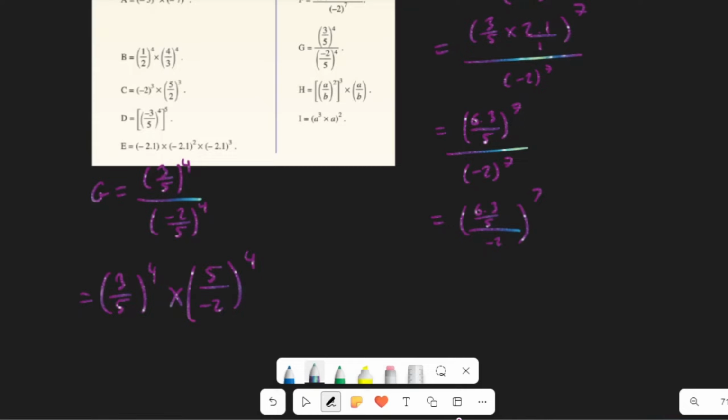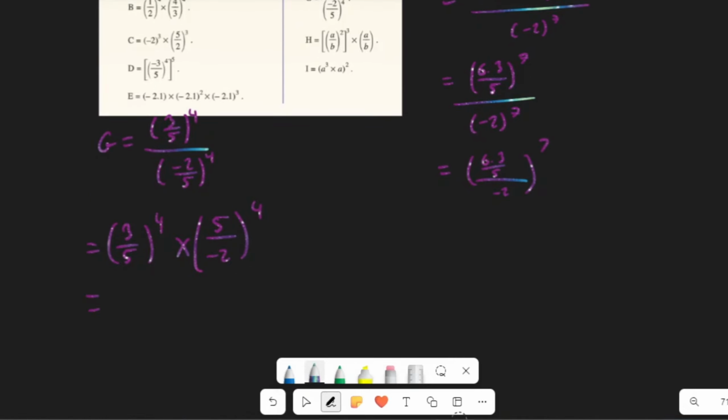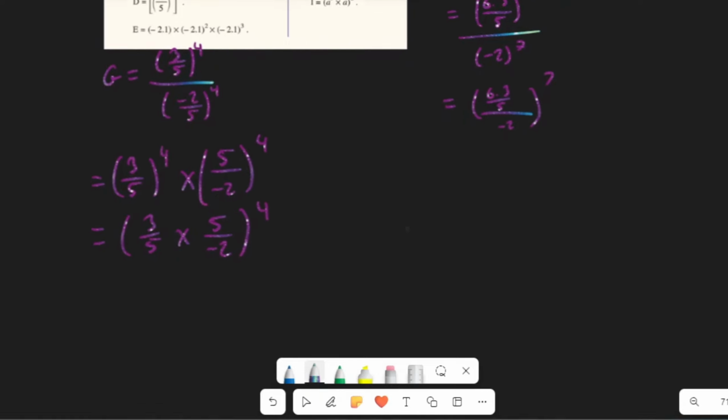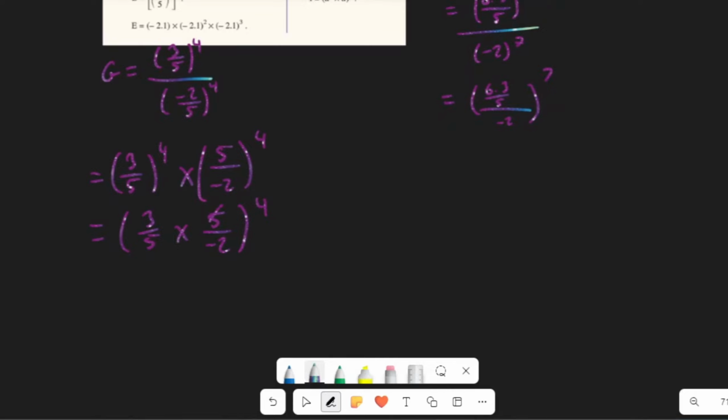Now it's much easier to simplify. We can take out the 4 to the outside. We'll get (3/5 multiplied by 5/-2)^4. We can cross simplify 5 with 5 to get 1, 1. And finally, we'll get 3 over 1 is 3 multiplied by 1 over negative 2, all to the power of 4. We can simplify this even further and we'll get (3/-2)^4.